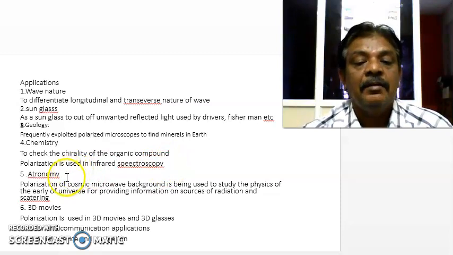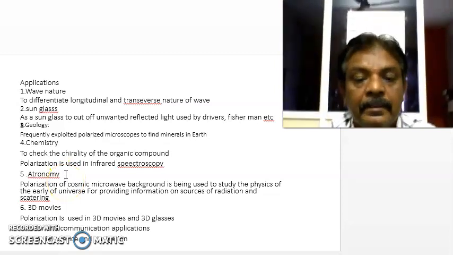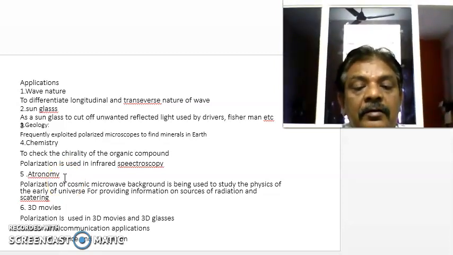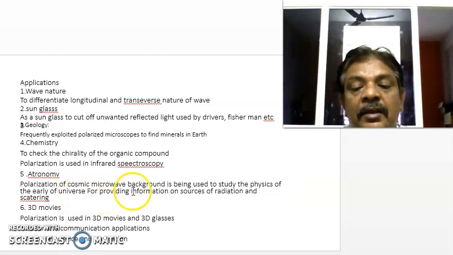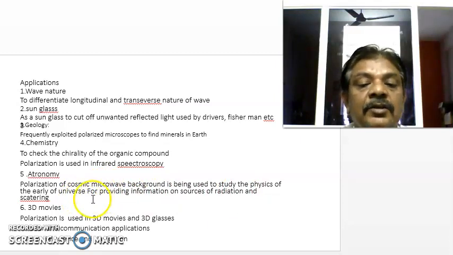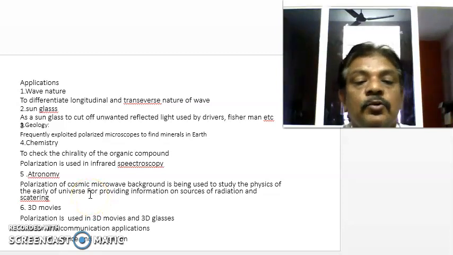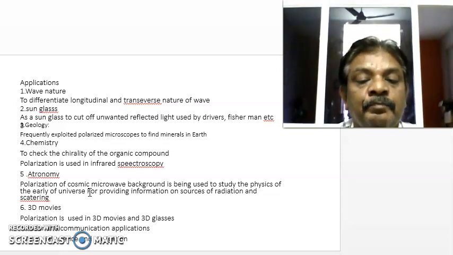And next, polarized light is used in astronomy. Astronomy means the universe. There are cosmic rays and microwave energies, and the types of microwave energies and radiations reaching the earth can be identified by using the scattering of polarized light. So by examining the scattering of polarized light, we can make findings about various radiations.